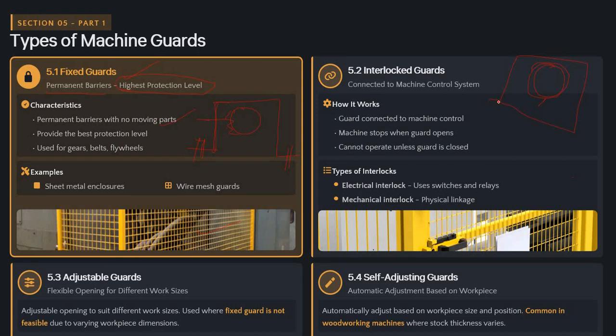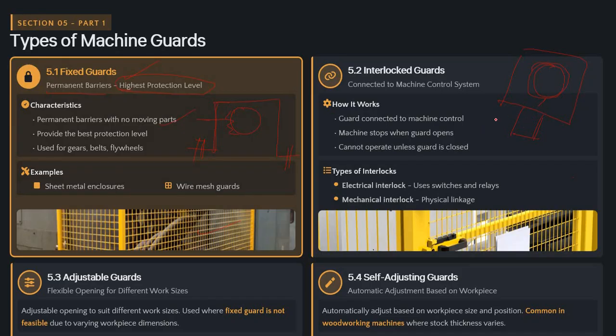It is not practicable to put a fixed guard here, because once you put a fixed guard, it is fastened with a bolt and nut. So in such cases, we provide a door. People will enter through this door and do some adjustment.